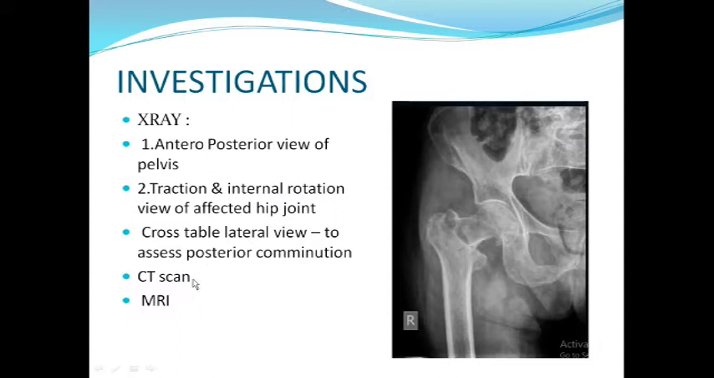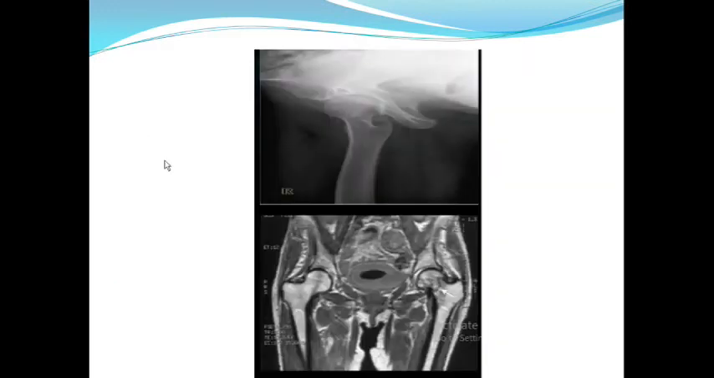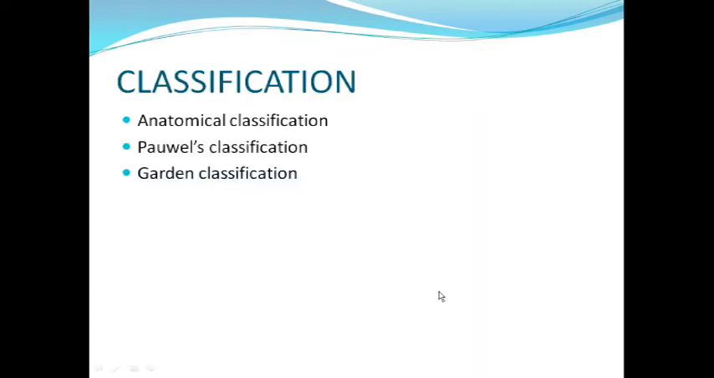CT scan usually has a very limited role, but when there are multiple fragments we do CT scan to better appreciate them. Okay, MRI we don't do routinely unless pre-existing hip pathology is suspected. So this is the lateral view, how you will see the proximal femur from the lateral view X-ray. This is CT of the hip. Here you can see the fracture in CT scan.